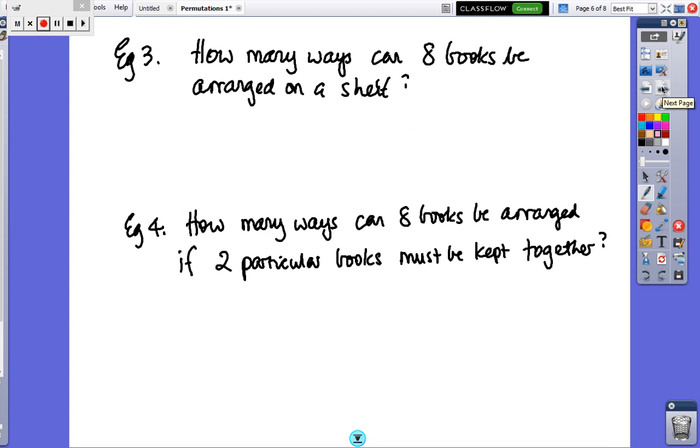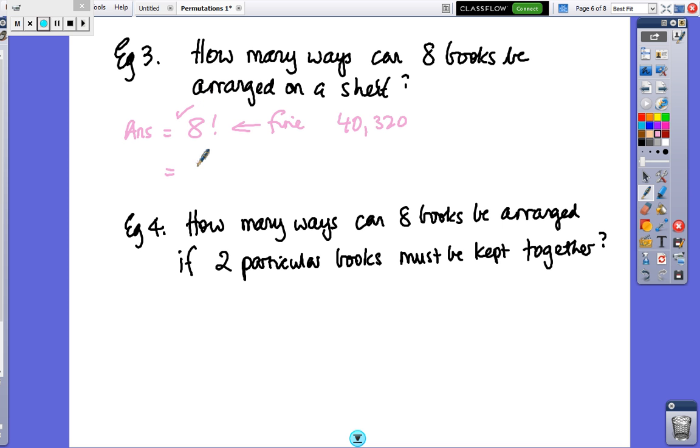Okay, so we're just going to go through some more questions. Question 3, how many ways can 8 books be arranged on a shelf? So we're arranging all of them. The answer is just 8 factorial, and you can leave your answer like that. On your calculator, 8 shift factorial equals 40,320. But 8 factorial is fine.